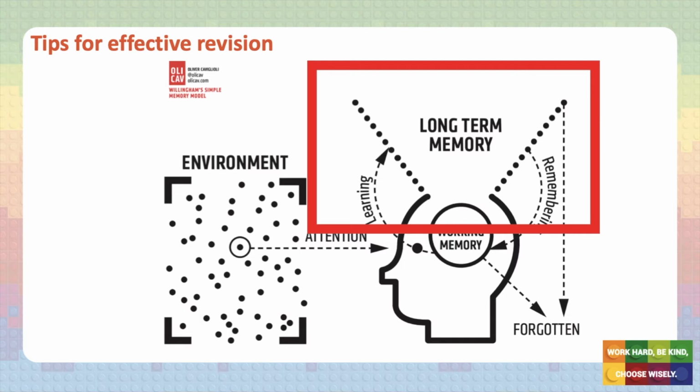If we now revisit our model and look at how we're going to get information to go from our working memory and hopefully be stored in our long-term memory, we really need to look at effective strategies to make sure that when we are looking at information and using information for revision, we're able to do the best activities to make sure that they are going to be committed to the long-term memory.